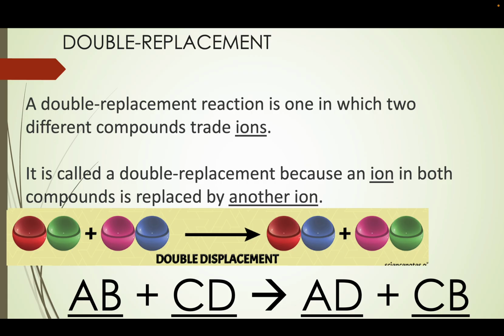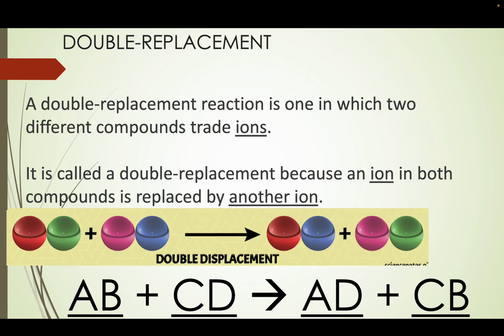Okay. And then next we have a double replacement reaction. This one is very similar, except a little bit more complicated. This is one of the more difficult ones to kind of wrap our head around. So a double replacement reaction is one in which two different compounds trade ions. And I think it's important to realize that this is always going to involve ions in some way.